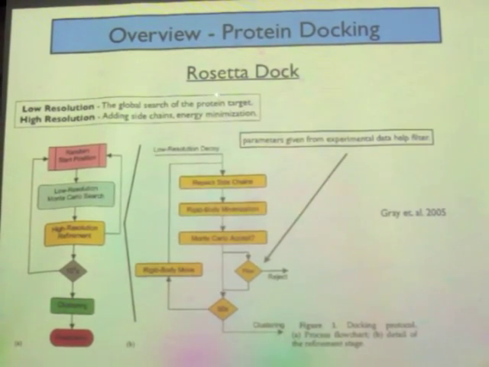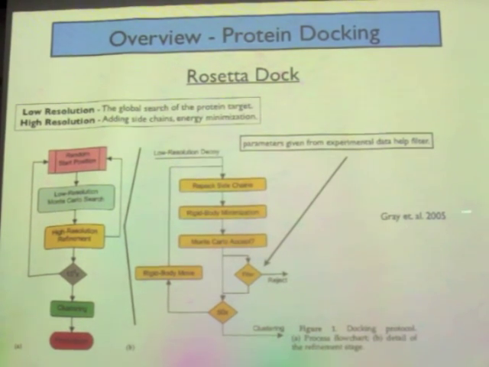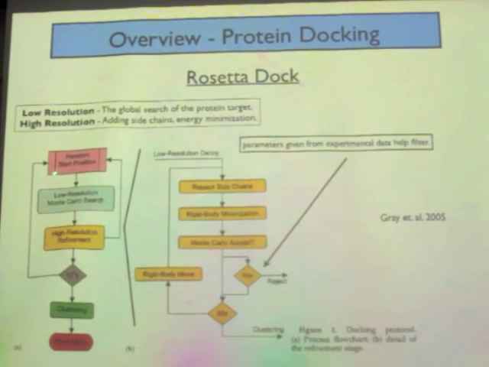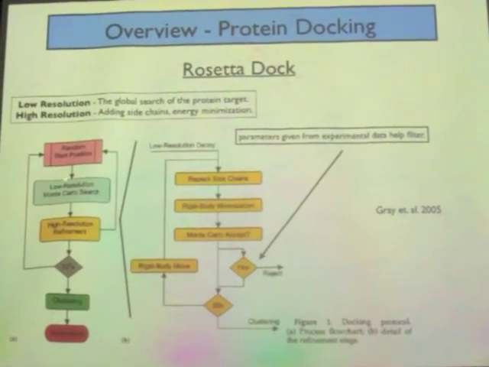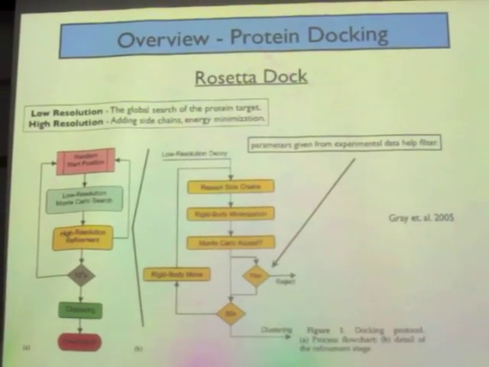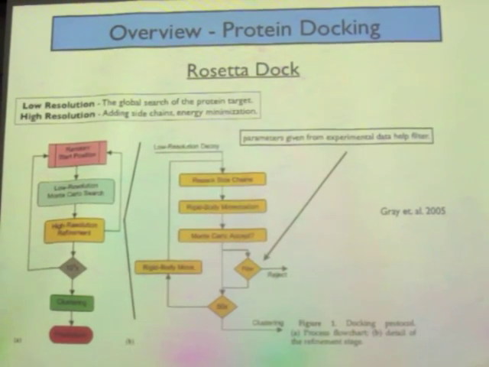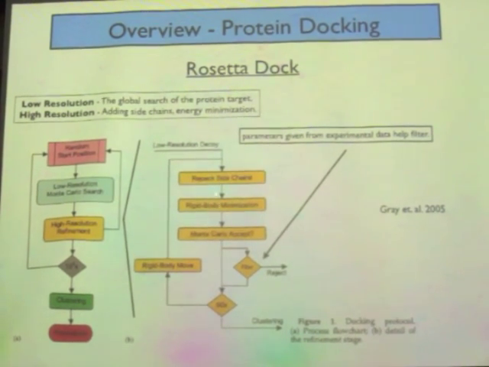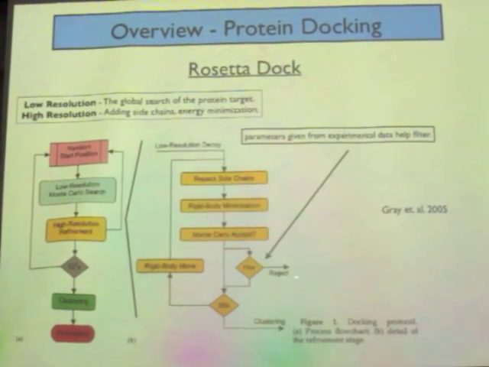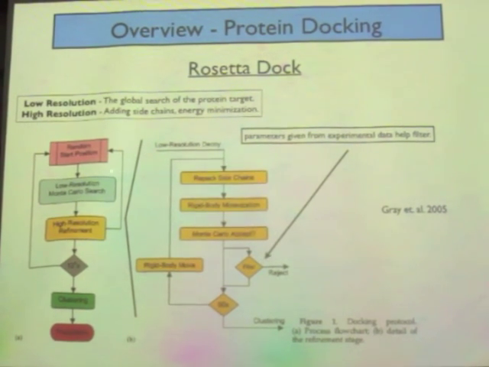So this is just the Rosetta dock algorithm that was initially published in this Gray paper, the resource I've given at the end. We have a random start position, and then we do a low resolution search and a high resolution search, and I'll talk about that. And the low resolution decoy, once we find it, we repack those side chains like we talked about. We do a minimization step, and then do we accept it? Yes or no. If not, we move it again, and this is how we traverse our energy landscape.